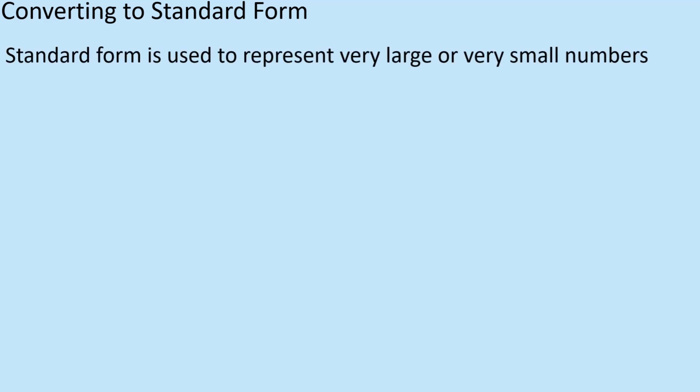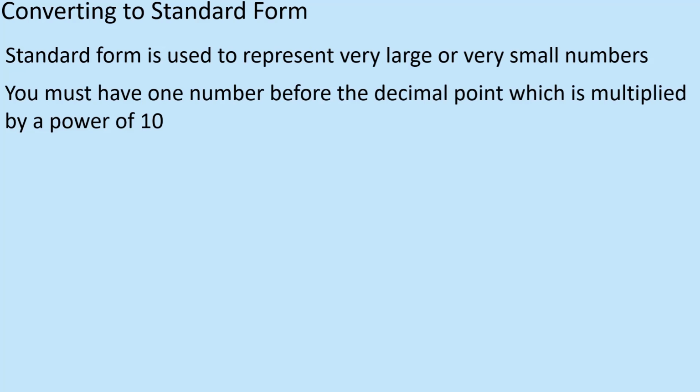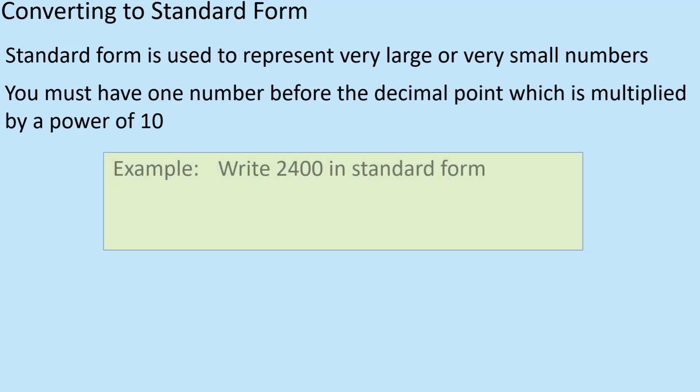Well, standard form is a way of representing very, very big numbers or very, very small numbers. But to be consistent with everybody else, and hence the word standard form, you can only have a number which is basically between 1 and 10. So one number before the decimal point, and then it needs to be a multiple of 10 to justify the size of it. Okay, so let's look at some examples in terms of how you do that.